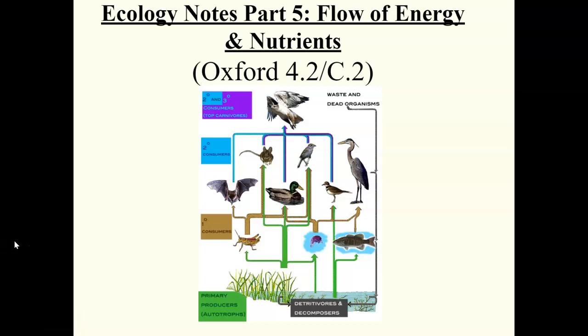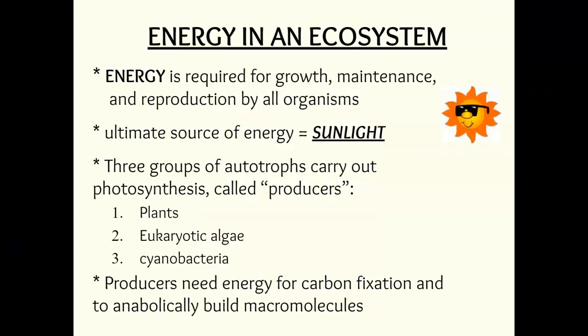The Part 5 notes will be on the flow of energy and nutrients throughout ecosystems. All organisms within an ecosystem require energy. Energy is needed for many cellular processes, including overall growth and maintenance for the organism, as well as reproduction. In order for organisms to have energy, we need some sort of initial input. The sun is the ultimate source of all energy. So we need to get the sun's energy into the ecosystem.